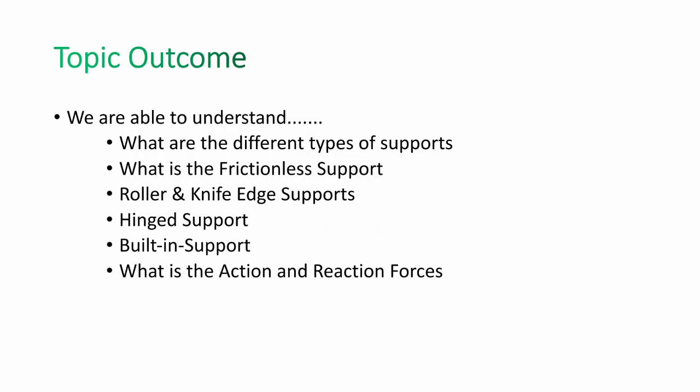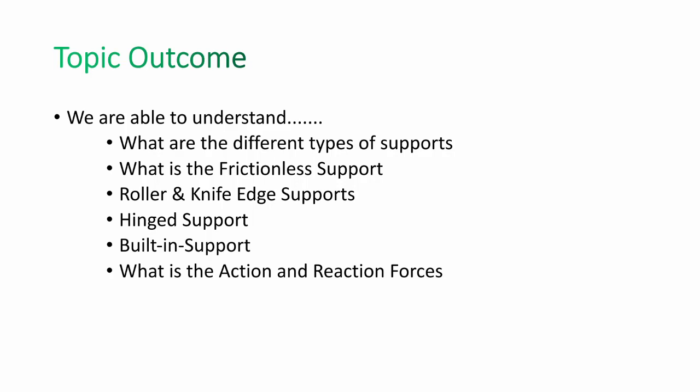So what is our outcome from this discussion? We are able to understand the different types of supports. The supports we are providing restrict the free motion of a body. That means we are giving constraints to that body, so that the body can take the load or the power transmission, everything takes place. What is the frictionless support? Already we have discussed. When a body contacts a frictionless support, normal reaction forces are generated at the contact point.